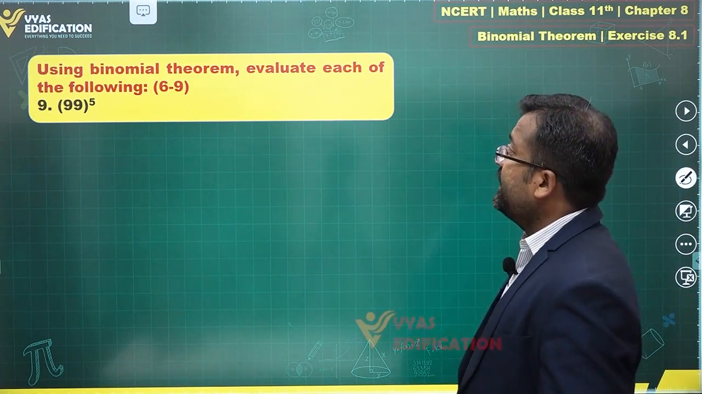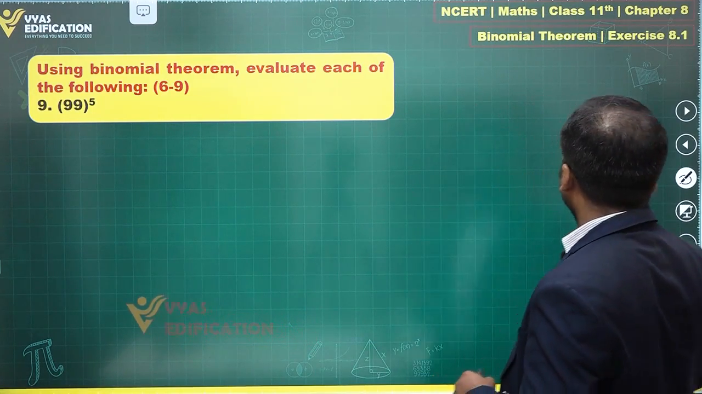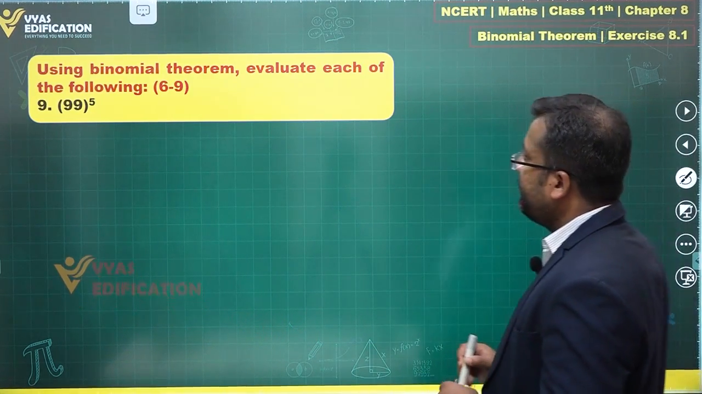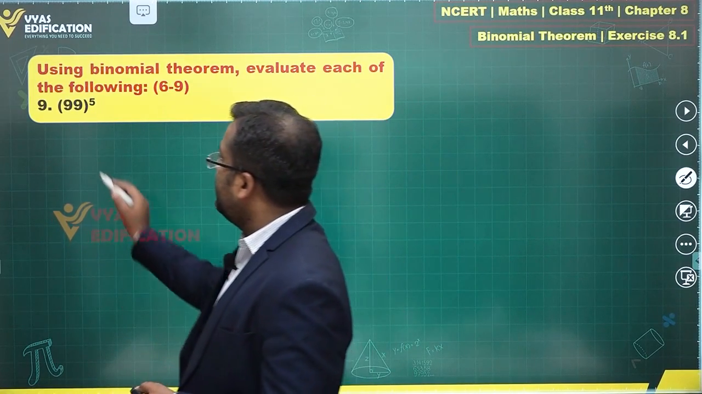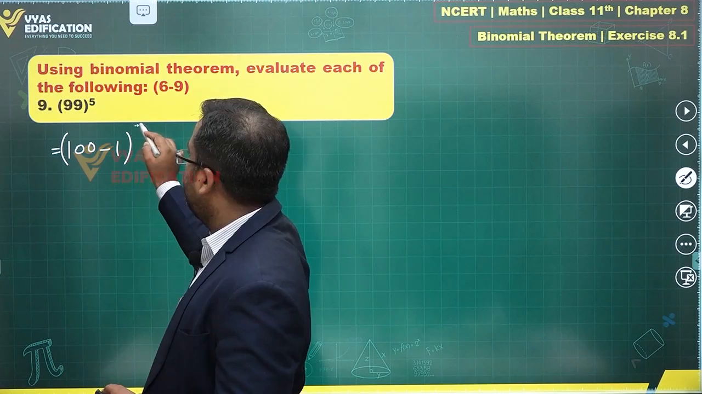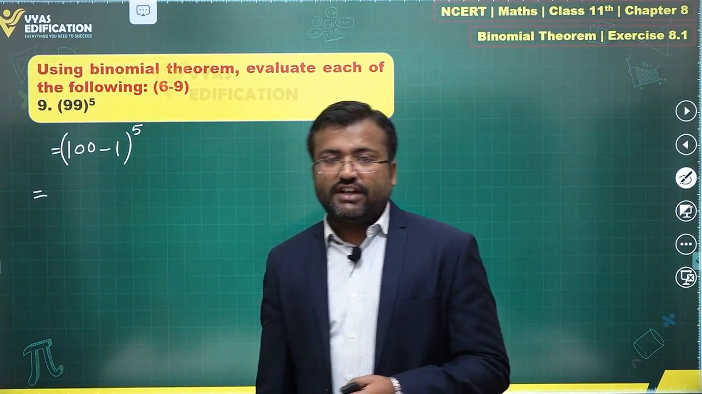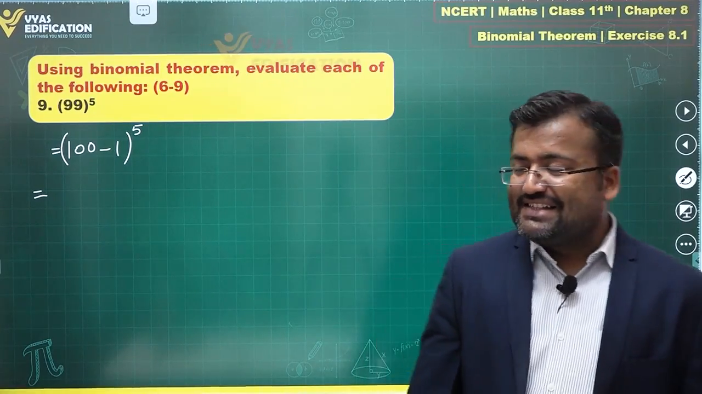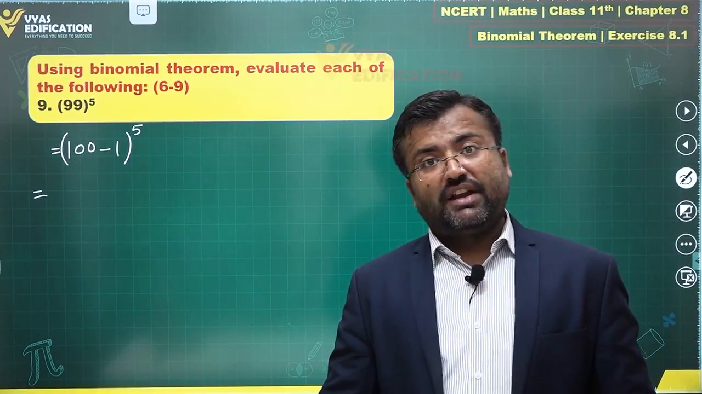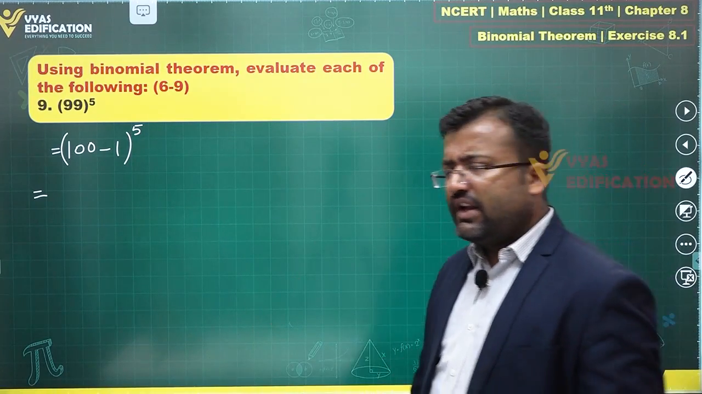Let's discuss this question next. 99 power 5 has to be found using binomial theorem. Now how do we go about doing that? We'll have to write 99 as 100 minus 1 power 5, and this will have an alternate plus minus sign. The second term in that binomial is minus 1, or if you are using alternate plus minus sign, you can take 1 as well, right?